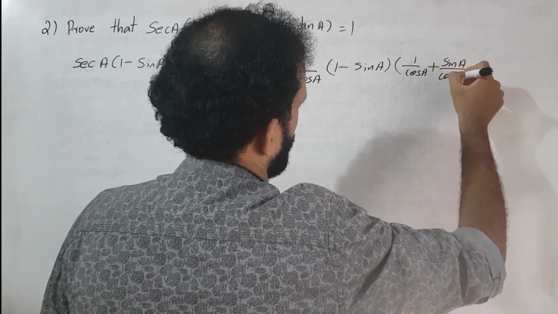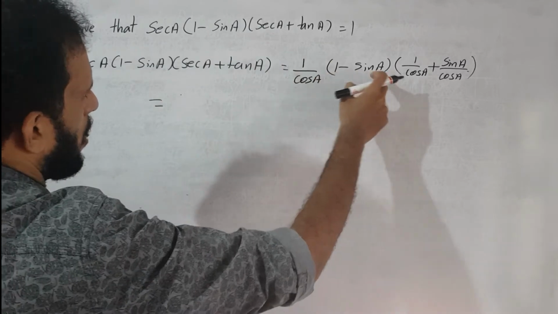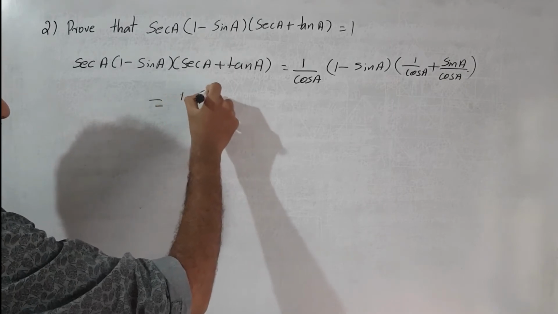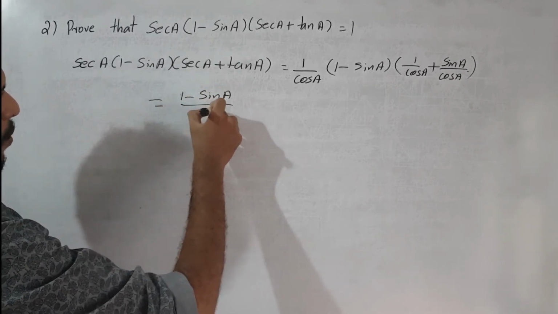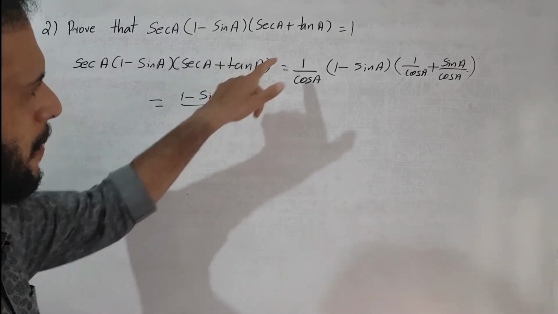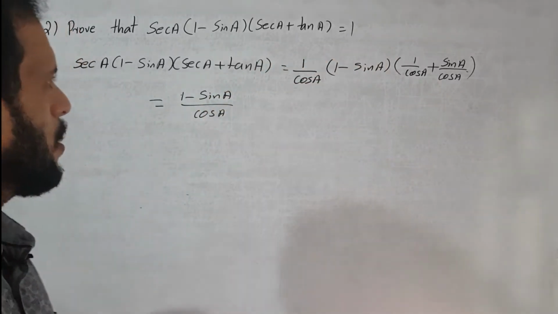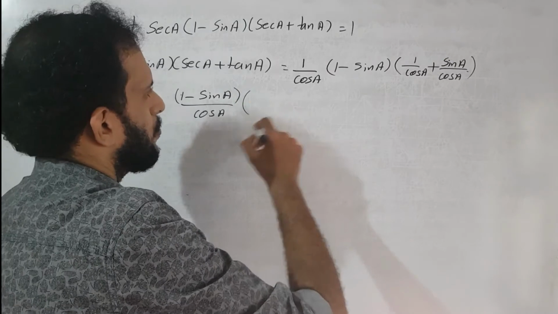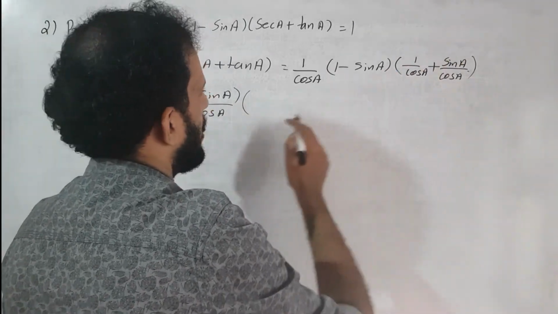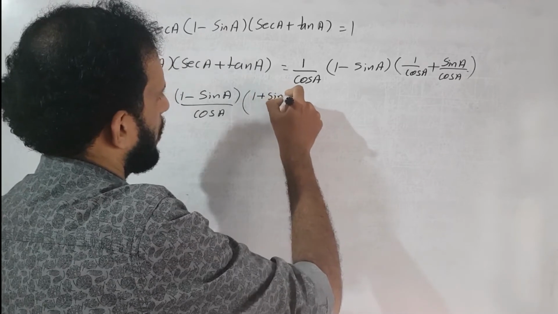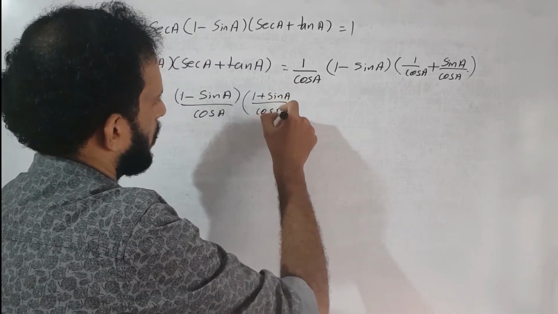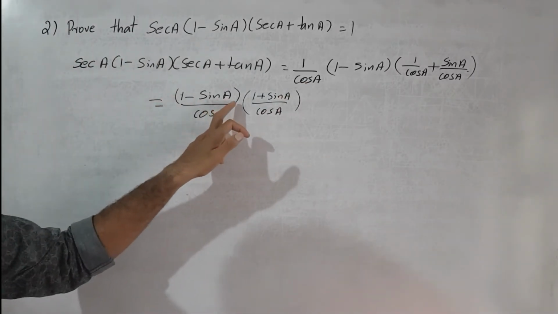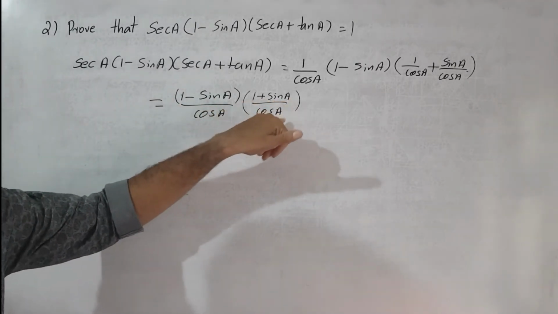Sine A by cos A is equal to 1 by cos A into 1 minus sine A. How to write? 1 by cos A into 1 minus sine A is equal to 1 minus sine A by cos A. Okay, 1 minus sine A by cos A. We multiply the numerator and 1 minus sine A. So 1 minus sine A by cos A. Then here the denominators are equal, so we add the numerators, that is 1 plus sine A by cos A. Correct, 1 plus sine A by cos A. So now we got it, 1 minus sine A by cos A into 1 plus sine A by cos A.